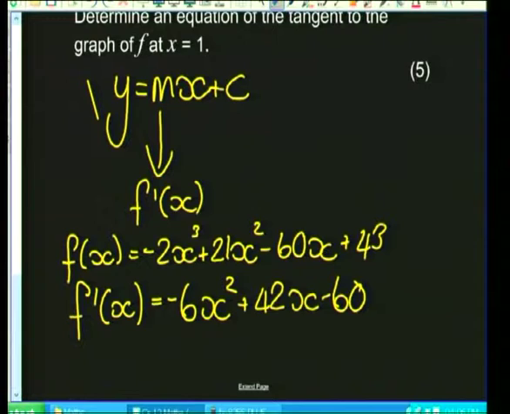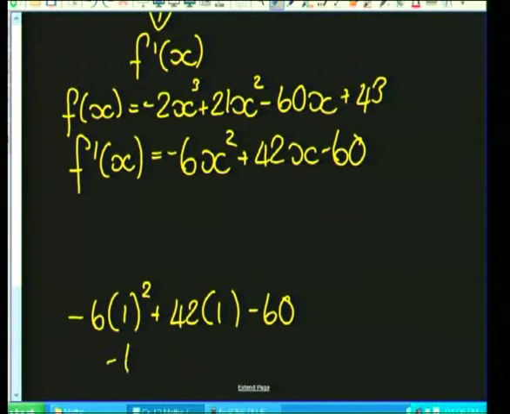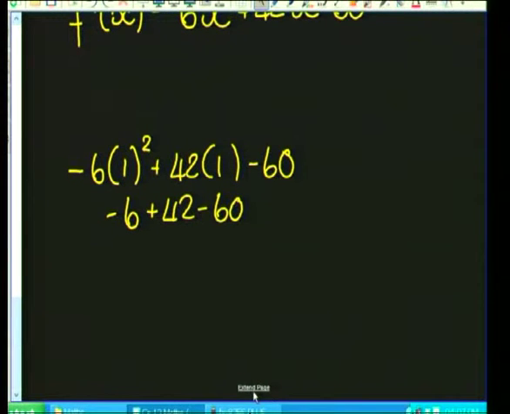And if that's the derivative, we are going to then substitute the point of contact between the tangent and your graph, which was at the point of x equals 1. So what we're going to do now with that 1 is take it and substitute it into the derivative, okay? So subbing it into the derivative, we are going to get negative 6 times 1 squared, plus 42 times 1, minus 60, so negative 6 plus 42 minus 60. And let's see what that gives us. Negative 24. Okay, so that negative 24, once again, please don't forget, represents the gradient of your tangent.